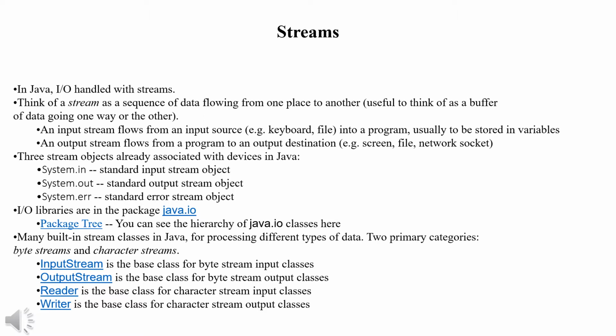The first one is InputStream. InputStream is the base class for byte stream input classes, right? So when the stream is of type byte, then you need to use InputStream for input. The other one is OutputStream. That's the same as InputStream. It's a base class for byte streams, but for output classes.